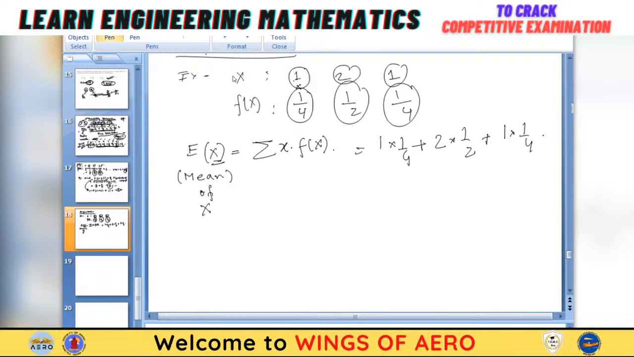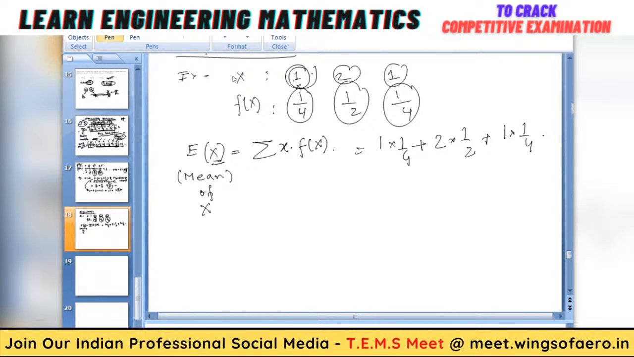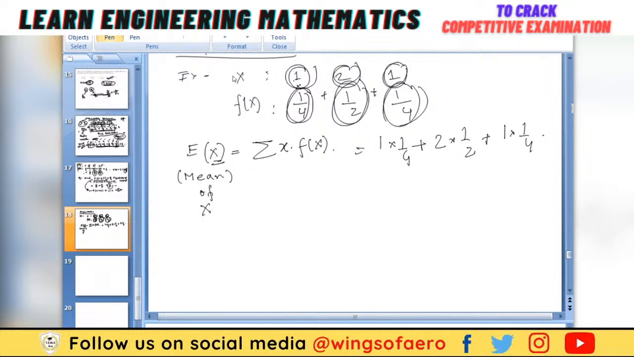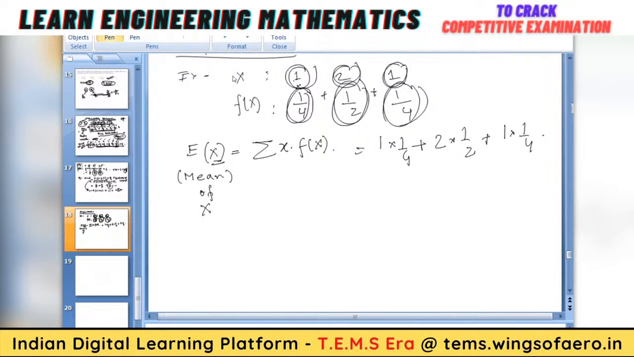Okay, any doubt? Very simple formula, expectation formula. 1 into 1 by 4 plus 2 into 1 by 2 plus... it is value into corresponding probability plus value into corresponding probability plus value into corresponding probability. Very simple formula, nothing else, no other things you should remember. Next, now tell me the answer of this question.